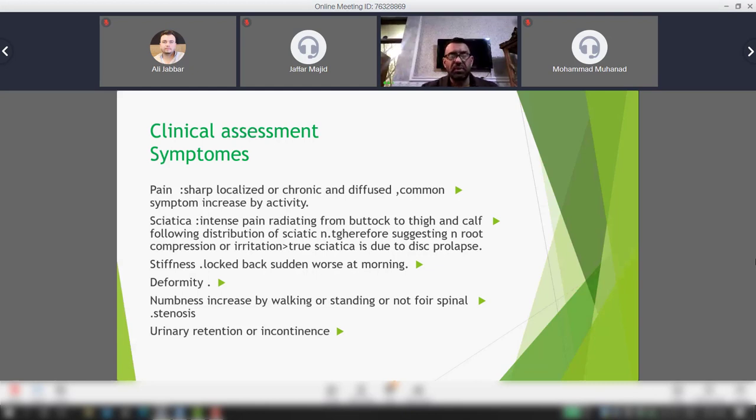Another symptom that may bring the patients to seek help is the stiffness. That means a locked back, suddenly worse in the morning.